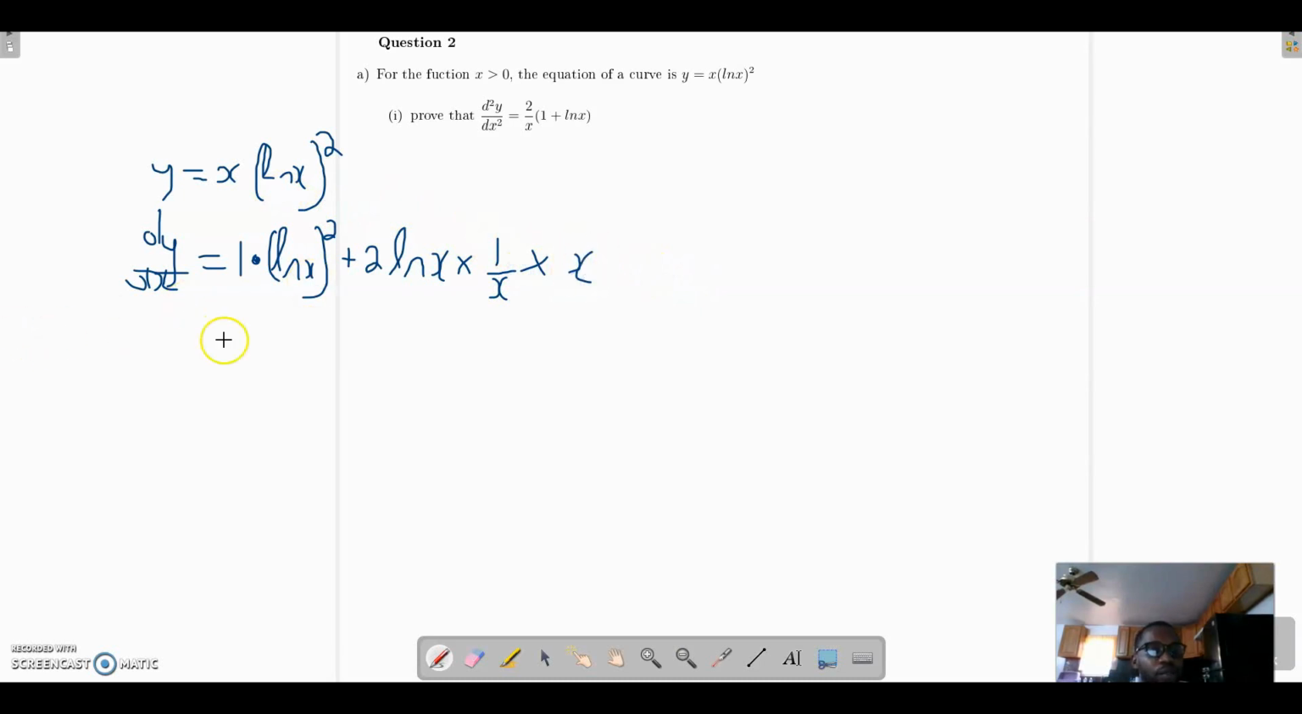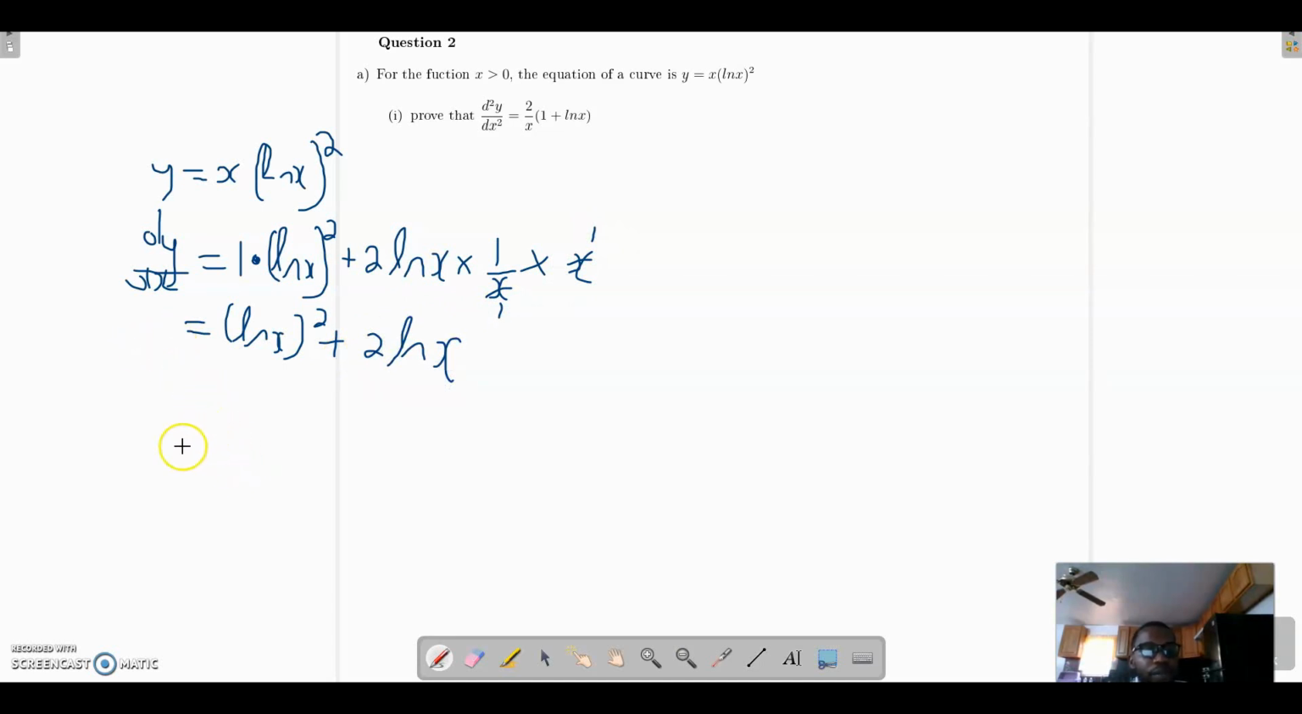And of course, all we need to do here now is tidy this up. So I'm going to have ln x all squared plus, of course, you can see that the x here cancels out the x here. All right, x into x is 1. So we have plus 2 ln x. That is my first derivative.